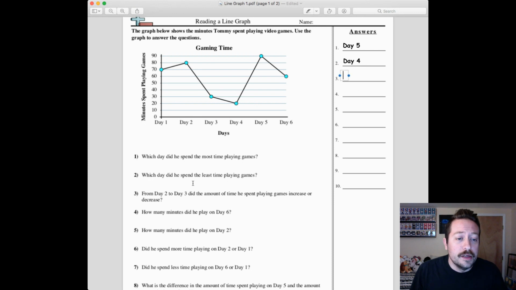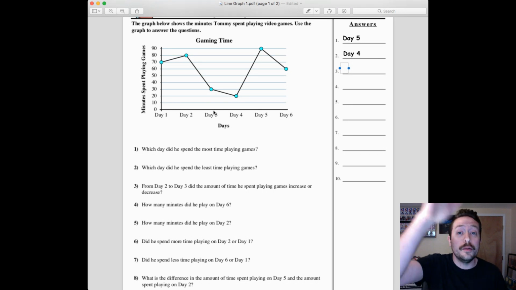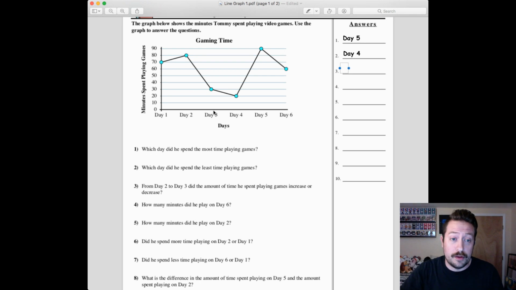All right. Number three, from day two, which is right here, to day three, did the amount of time he spent playing games increase or decrease? So you really have to remember what these terms increase and decrease mean. Increase means go up, decrease means goes down, okay?